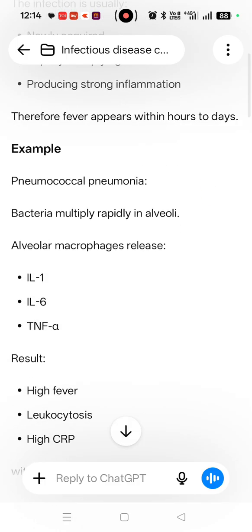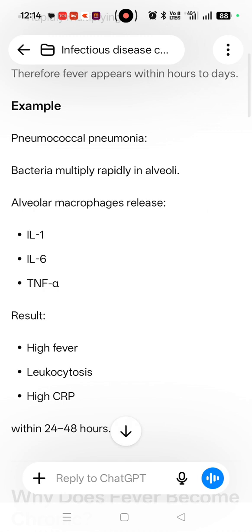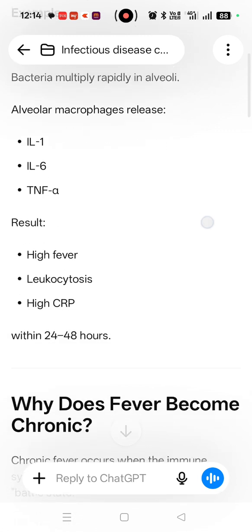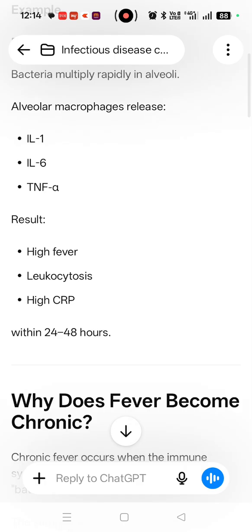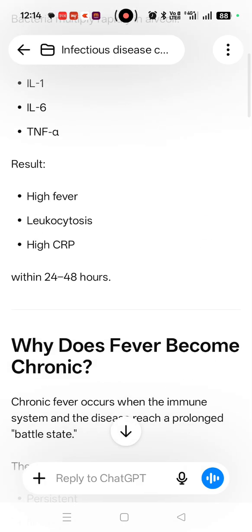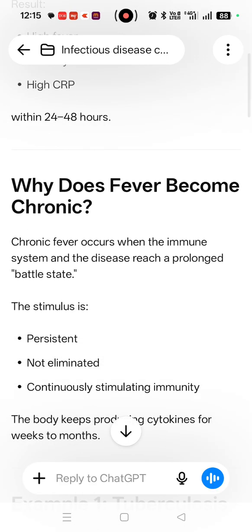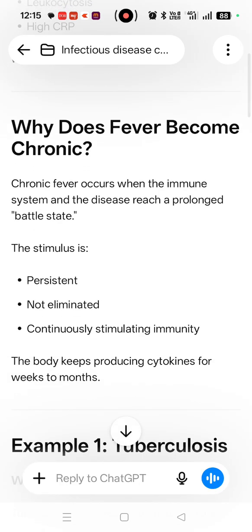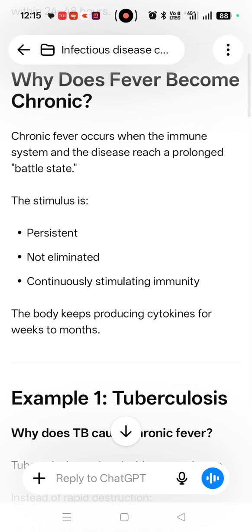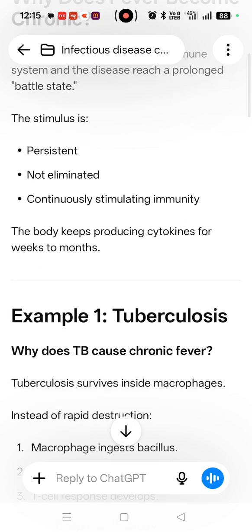Bacteria multiply rapidly in the alveoli, then alveolar macrophages release IL-1, IL-6, TNF alpha, which will lead to high fever, leukocytosis, and high CRP within 24 to 48 hours. Then why does fever become chronic? Chronic fever occurs when the immune system and the disease reach a prolonged battle state. So the stimulus is persistent, not eliminated, continuously stimulating the immunity. So the body keeps producing cytokines for weeks to months.